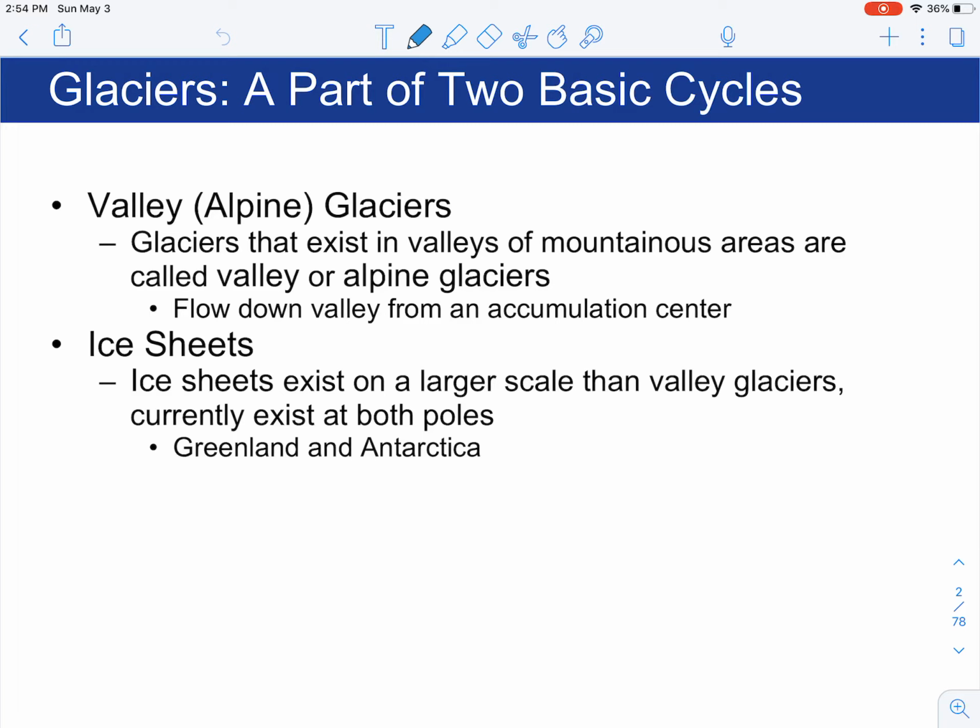So the other type of glacier is something we call an ice sheet. Now, ice sheets are massive, meaning that they cover a much larger surface area than a valley or alpine glacier. And so we have ice sheets on Earth in two places. One that covers quite a bit of land in Greenland, despite its name, and the other is in Antarctica.